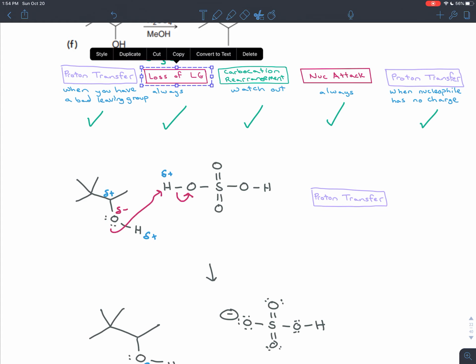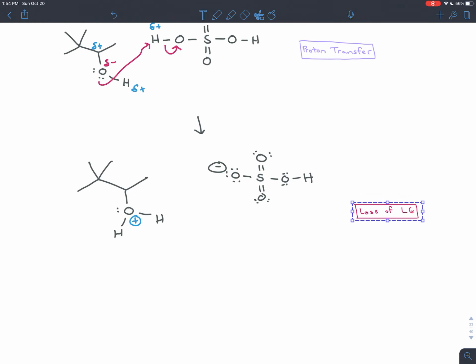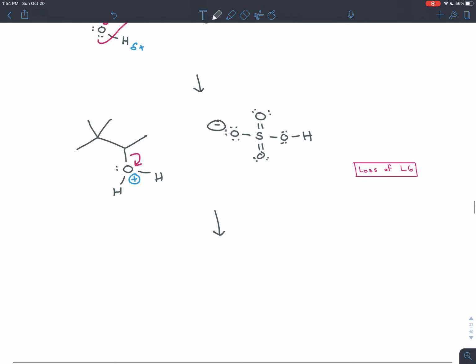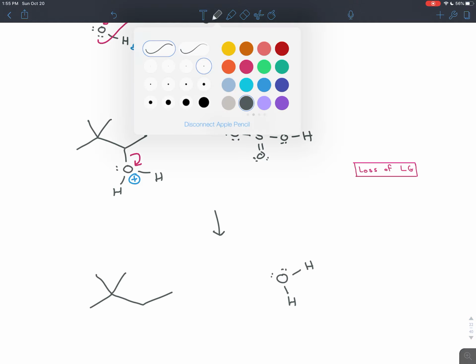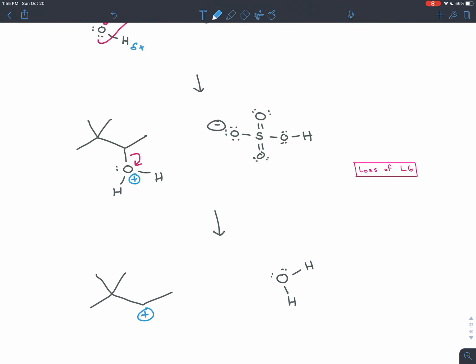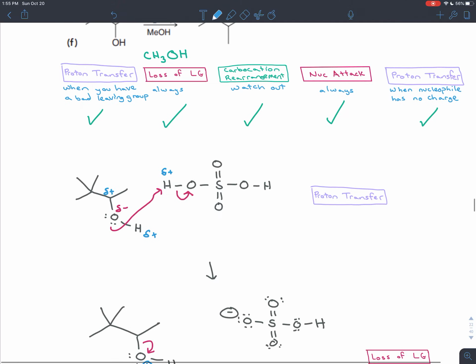And so we can go on to that second step, loss of a leaving group. So the leaving group is going to take its electrons and pop off of the molecule. So that will leave us with those two structures. We've got our water, came off the molecule. And then where the leaving group left, we have a carbocation. This carbon had these extra electrons there, they left, and they became a lone pair on the water. And so you have that carbocation there.